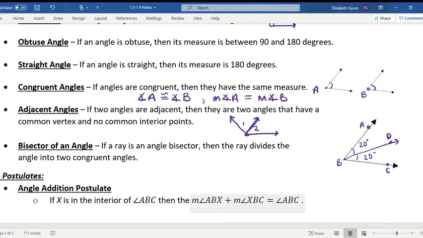Something you might notice, bisector of an angle and bisector of a segment are a little different. The bisector of an angle is directly what splits that angle into two congruent angles. But when we're talking about the bisector of a segment, the bisector goes through the midpoint, and then it's actually the midpoint that splits the segment into two congruent parts. So that's a little bit of vocab to keep straight there.